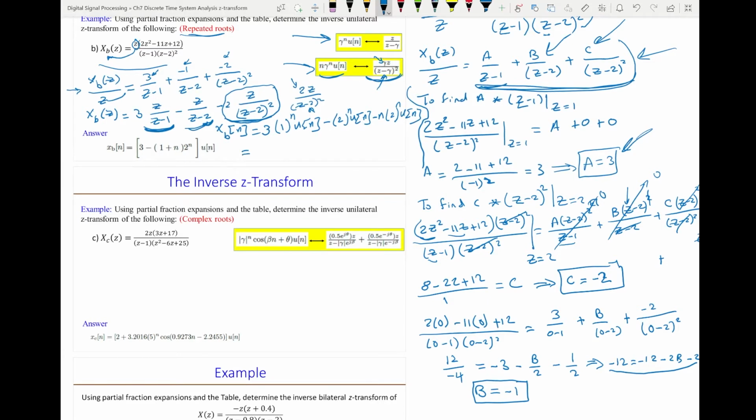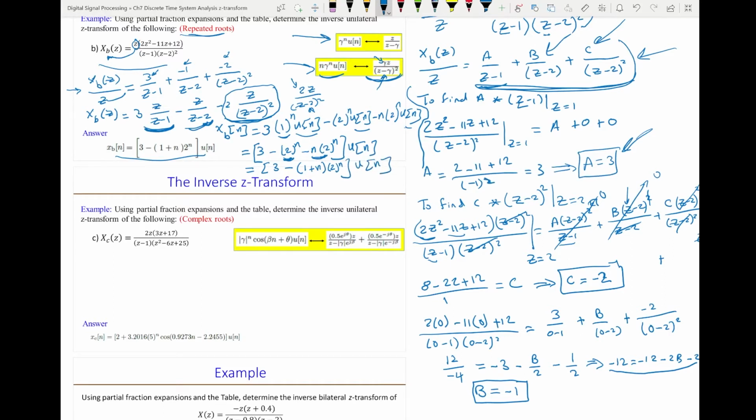And I can simplify this further. 1 to the power of n is just 1. So that's 3 u of n. And I can take u of n outside for all of them. So this will be just 3 minus 2 to the power of n, u of n. And if I need it to be in this term, then I can say 3, I will take 2 to the n here as a common factor. So that will be minus. What's left here is 1. What's left here is n u of n.